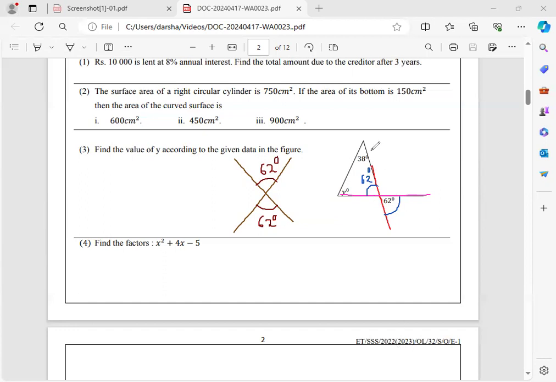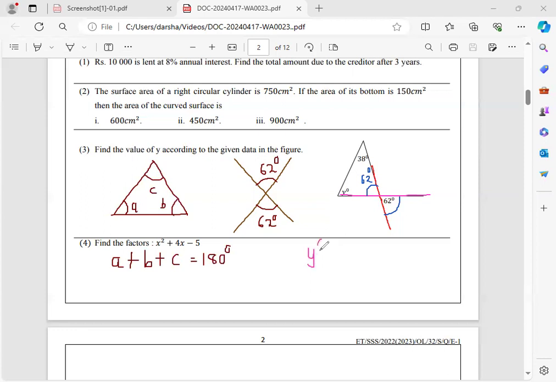Then there is a theorem: the sum of the interior angles of a triangle is 180. Normally, if you take a triangle like this, let's say this angle is A, this angle is B, this angle is C. If you add all these three, A plus B plus C, you will get 180 degrees. I'm going to apply that theorem here.